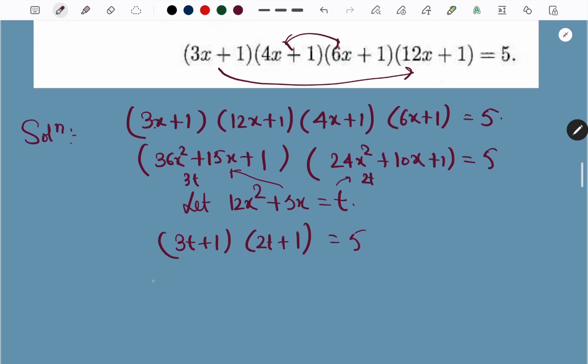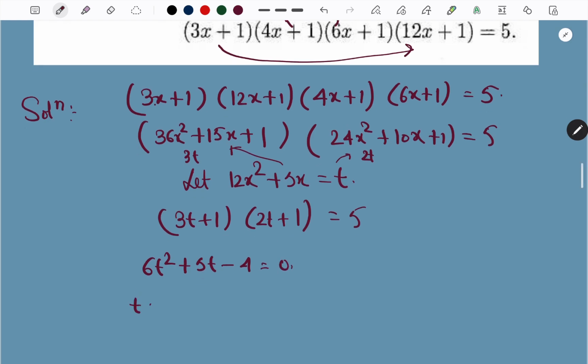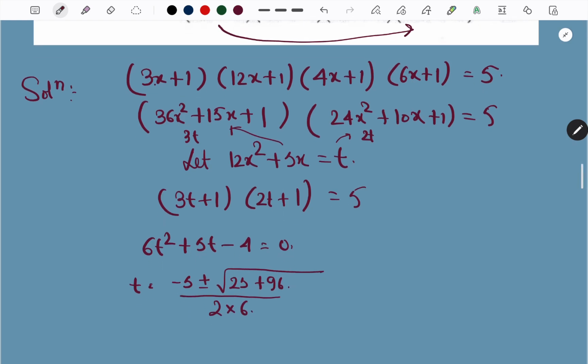Now what is the value for this? So this will be 6t² + 5t - 4 is equal to 0, where t is equal to (-b ± √(b² - 4ac)) divided by 2a, that is, 25 + 96 under the root. So minus 5 plus minus the square root of 25 plus 96, divided by 2 into 6, that is 12. 96 plus 25 is 121. So t is equal to (-5 ± 11) divided by 12.